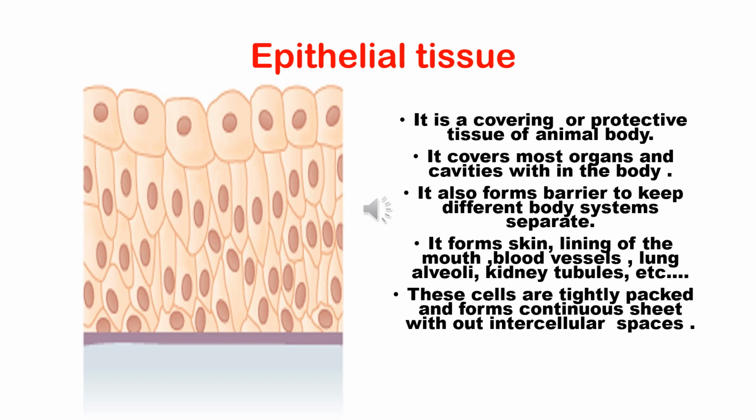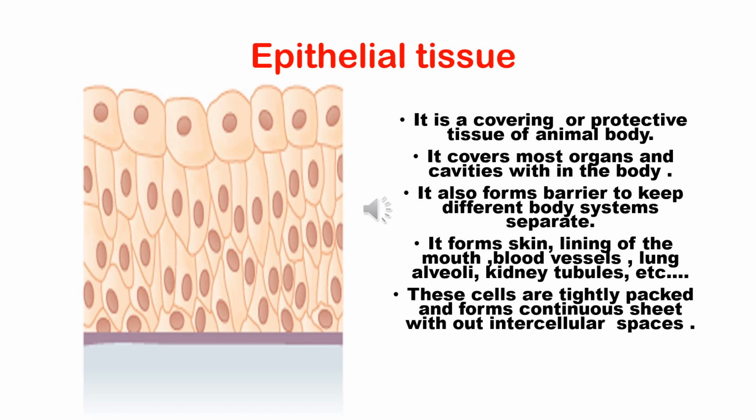It covers most of the organs and cavities within the body, and it also forms a barrier to keep the different body systems separate. That means body systems like the digestive system, circulatory system, excretory system, nervous system. All these systems are separated from one another by these tissues. It forms skin, lining of the mouth, blood vessels, alveoli of lungs, kidney tubules, etc.